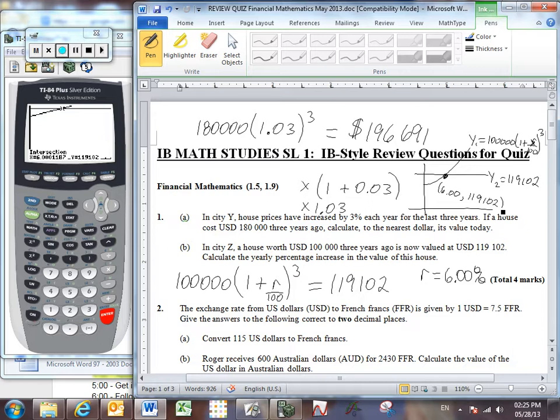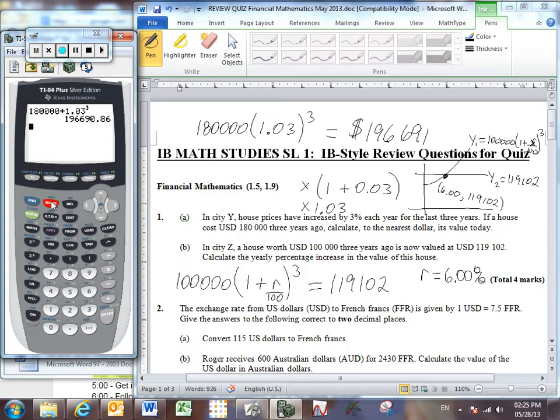Another way we could have solved this problem is using the finance program. So I'll go into apps, finance, the TVM solver. So the number of time periods is 3. We're only compounding once a year, so I can leave these both as 1. My interest rate is what I'm trying to find.